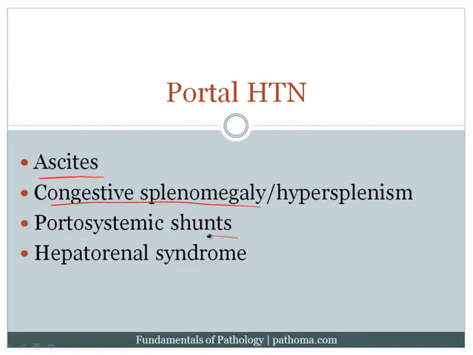That is the consumption of red cells and platelets by an enlarged spleen. In addition, we can see portal systemic shunts, and some examples include esophageal varices, hemorrhoids, and caput medusae. All of these are examples of portal systemic shunts because you can't get the blood through the liver. And a final complication is hepatorenal syndrome. This is a rapidly developing renal failure in the face of cirrhosis.